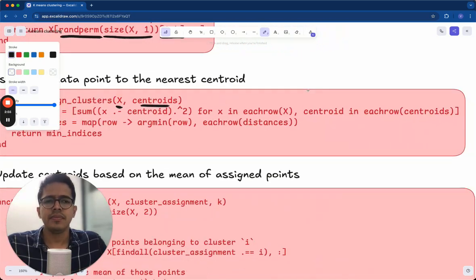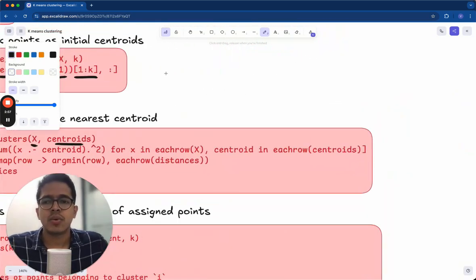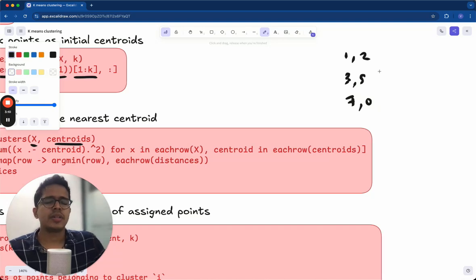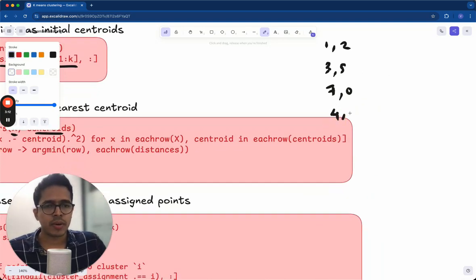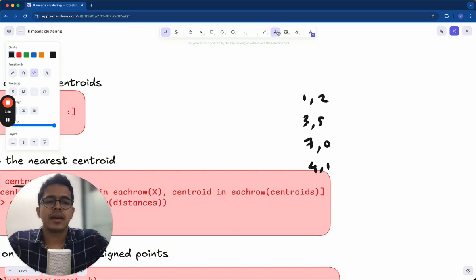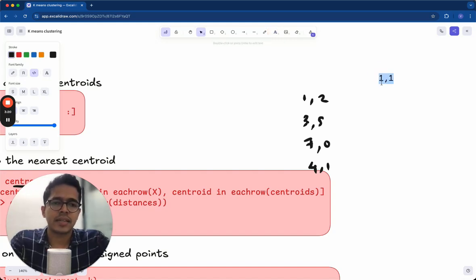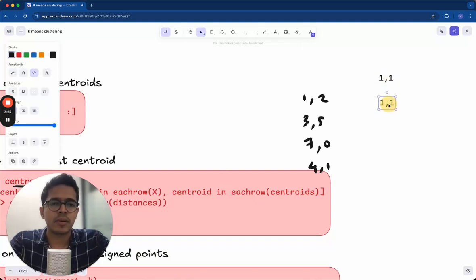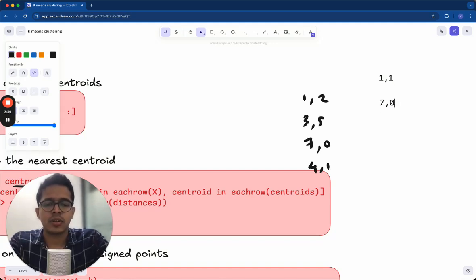So for example, let's say you have a few data points. Maybe I can write here. The x comma y pairs are 1 comma 2, 3 comma 5, and 7 comma 0, and one more, maybe 4 comma 1. Now you're saying that you have 2 centroids. The first centroid is 1 comma 1, because there are 2 axes, so this is like a Cartesian coordinate. The second centroid is, let's say, 7 comma 0.5.